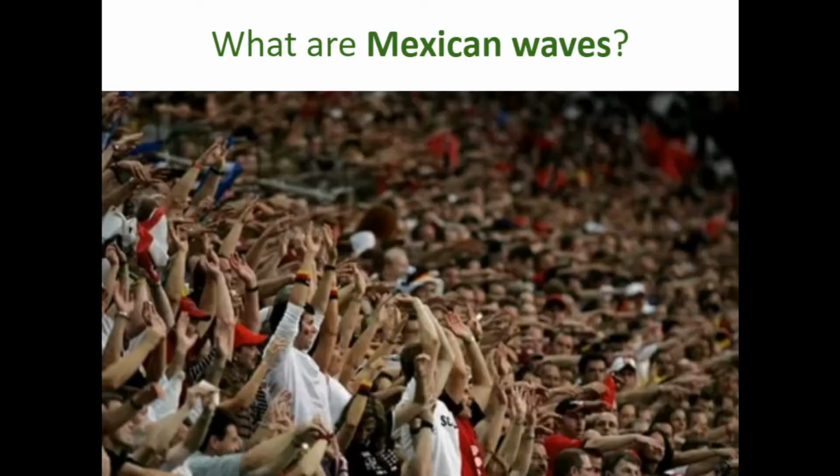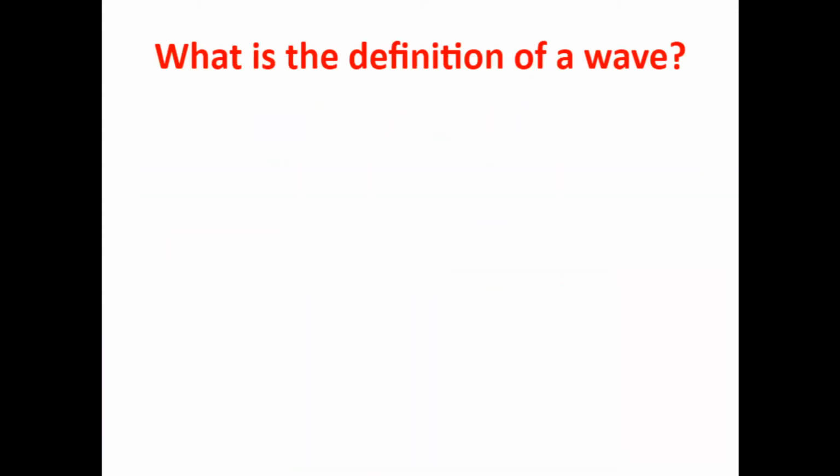Okay? But for those that don't know what Mexican waves are, you've got a huge crowd in a football stadium, and then a group of the crowd all stand up and wave their arms in the air at the same time and sit down. And this way, the standing up and waving your arms passes around the stadium. Okay, that's what a Mexican wave is. Right, which brings us to this then. What are waves? What's the definition of a wave?